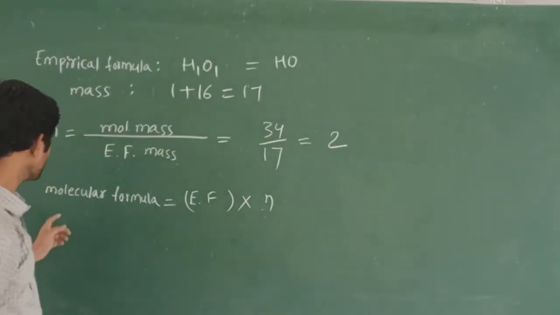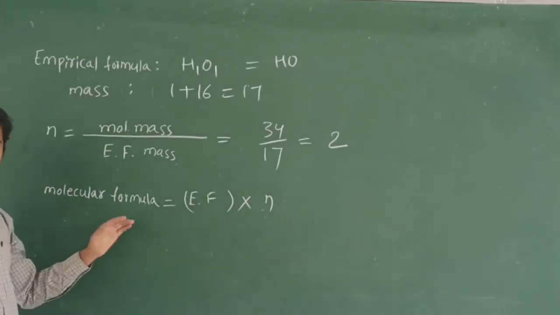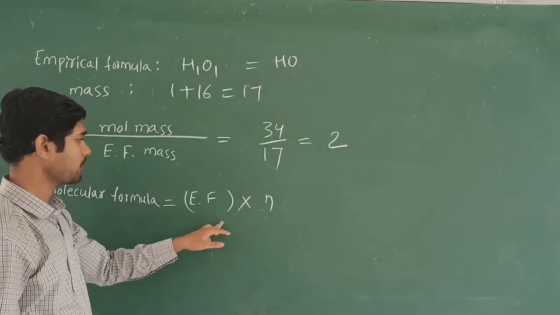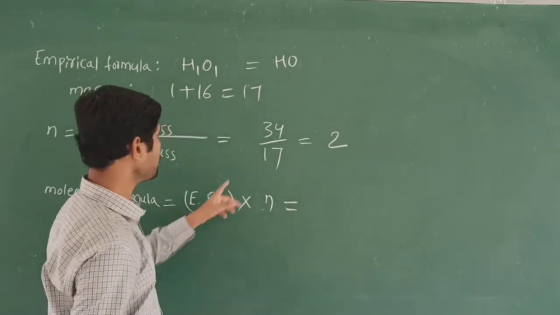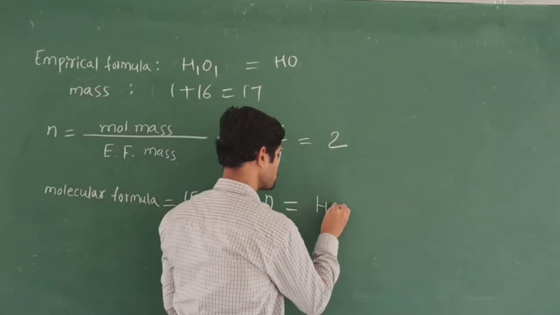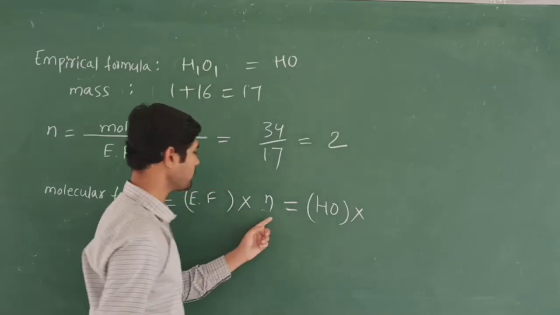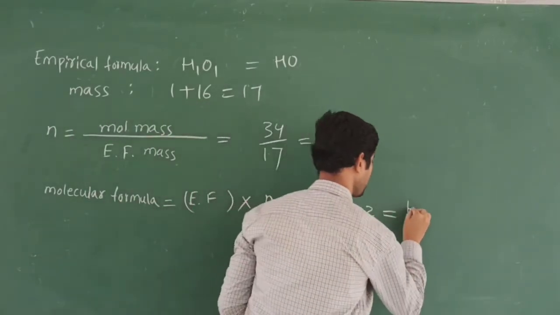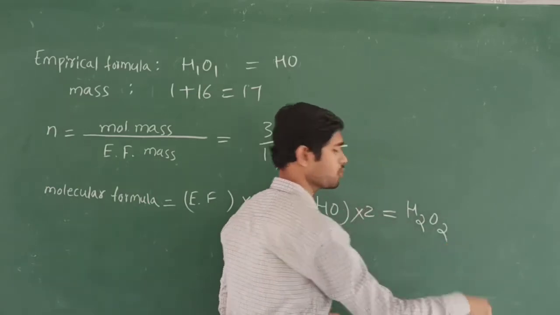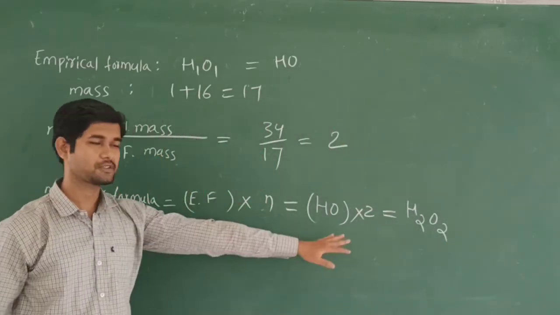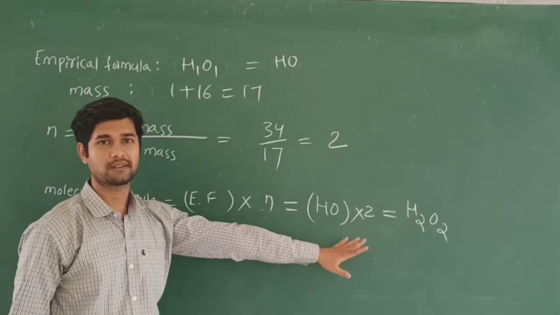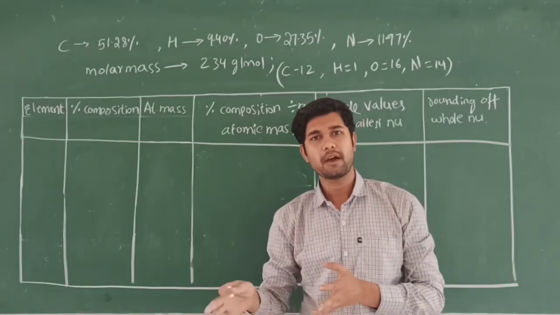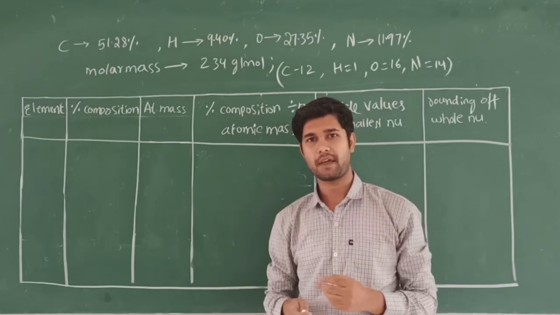It's a value of 2. After this, the final step: molecular formula is equal to empirical formula times n. What is your empirical formula? This is our empirical formula HO, into n. What is the value of n here? n is 2. So our final compound is H2O2. H2O2 is nothing but hydrogen peroxide. This is what we have seen till now, only 3 compounds have been given.